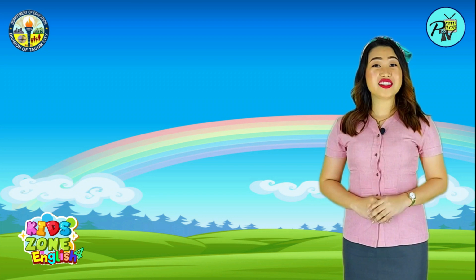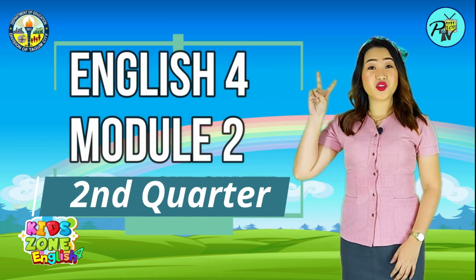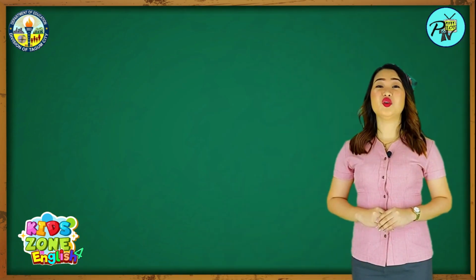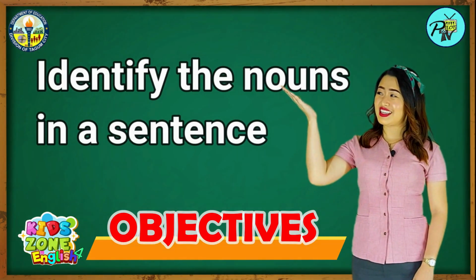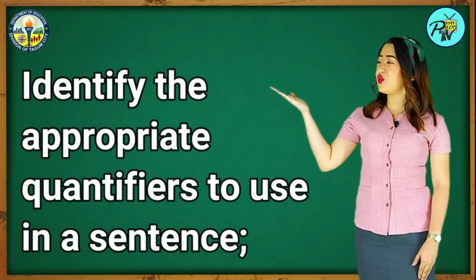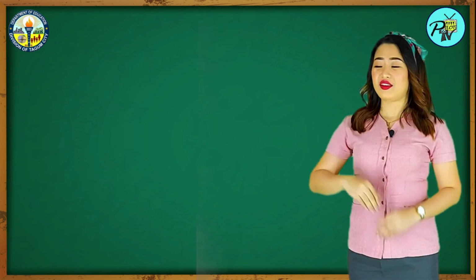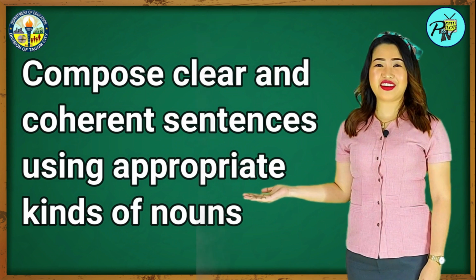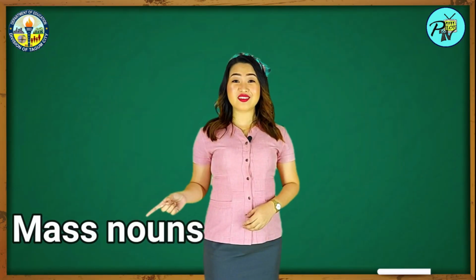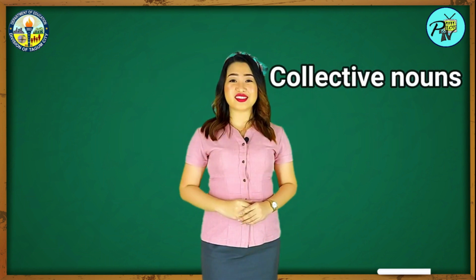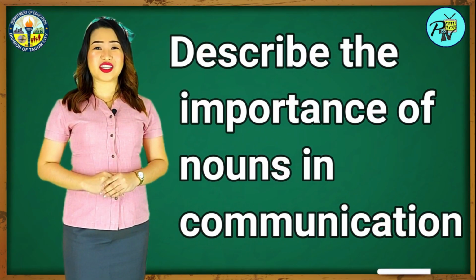Today, we are going to tackle English 4, Module 2 for the second quarter. At the end of this session, you will be able to identify the nouns in the sentence, classify the kinds of nouns, identify the appropriate quantifiers to use in a sentence, compose clear and coherent sentences using appropriate kind of nouns, mass nouns, count nouns, possessive nouns, collective nouns, and describe the importance of nouns in a communication.